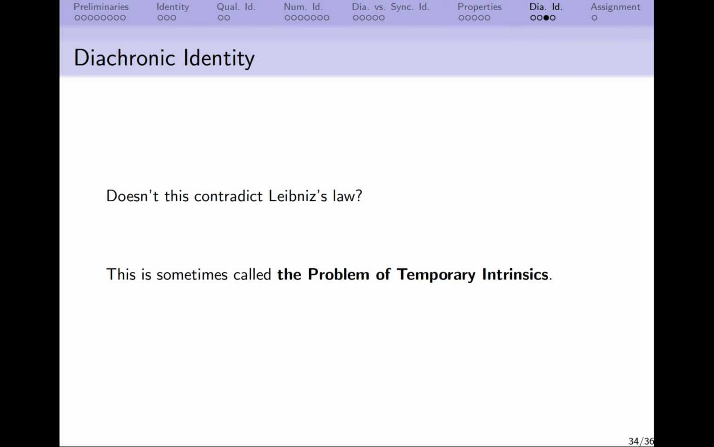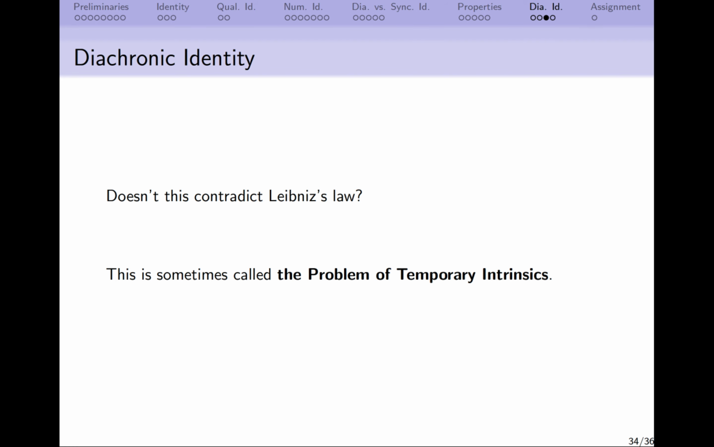Given the intuitive pull of Leibniz's law, which of course says that if A is identical to B, then A and B have to have all the same properties. Sometimes, as I've said, it's known as the problem of change. Sometimes, and I think rather misleadingly, it's called the problem of temporary intrinsics. So you'll see a lot of reference to the problem by this name in the literature.